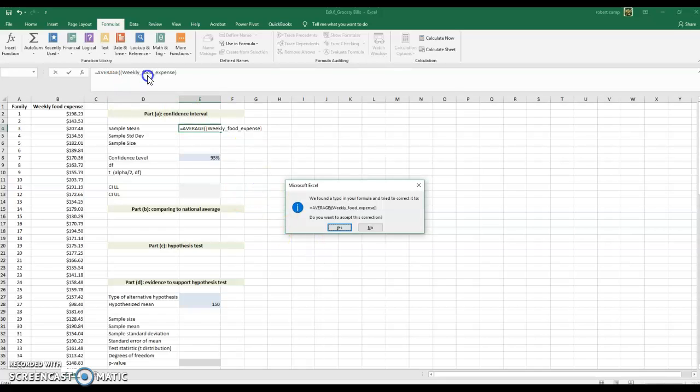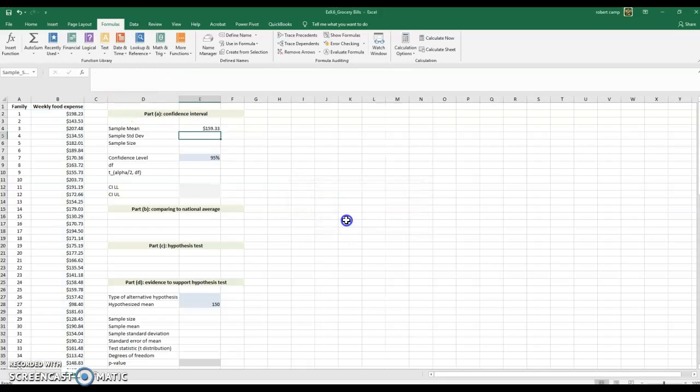There's a typo. Oh, I accidentally put in an extra parenthesis. It'll fix that for me. So our average is $159. So on average, we're higher than the national average. But once again, it's all statistics. We've got to do all that stuff.